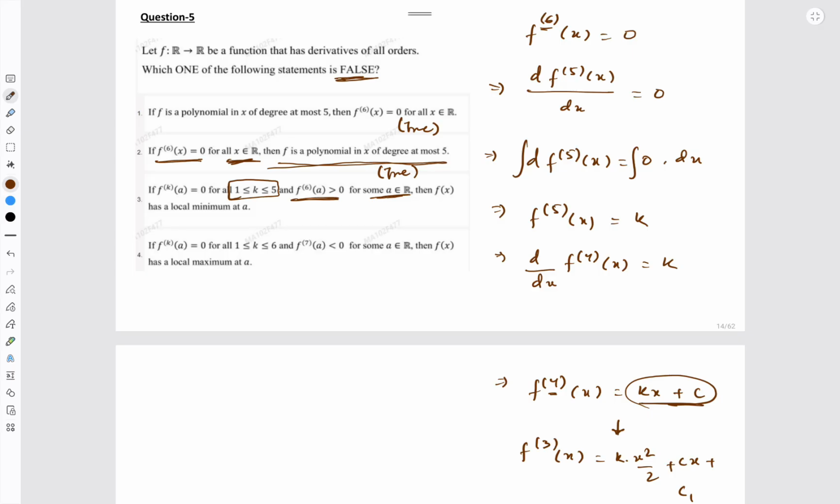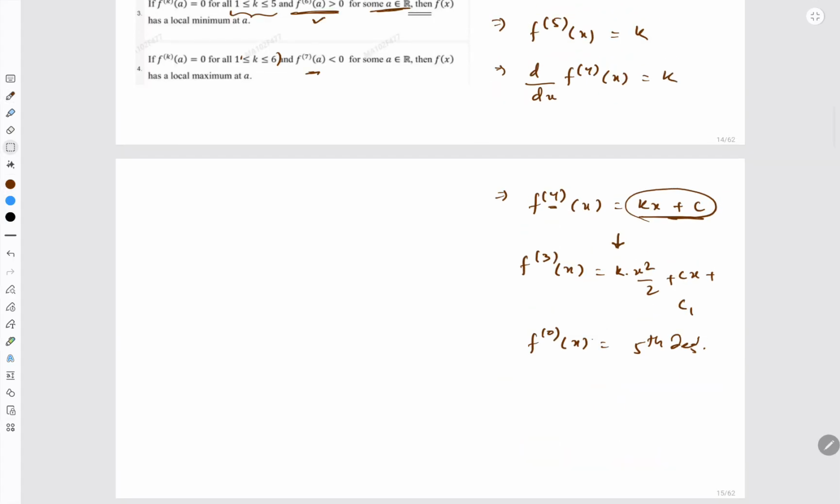So it is saying that the kth derivative at a point is 0 for k from 1 to 5, but its sixth derivative is positive. That means f of x has a local minima at a. And it is saying the exact reverse thing, that if up to the 6th is 0 and the 7th is negative, then it has a local maximum. So it is basically your application of derivative question, right?